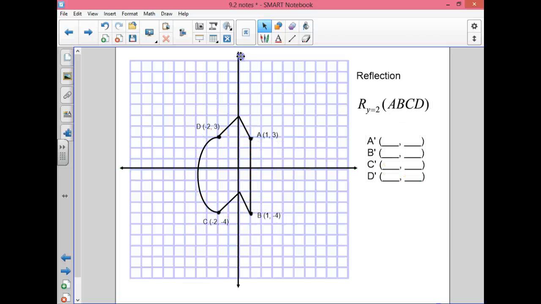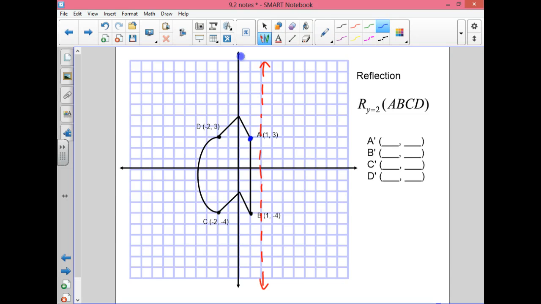Okay, and then last reflection. We're going to reflect over something that's not the x or the y-axis. We're going to reflect over the line y equals 2. So let's find that point, or that line of reflection. Draw that in. There is no rule if you reflect over something that's not the x or the y-axis. So no rule here. You have to do this all step by step and visualize points going to their new spots. So let's talk about A.